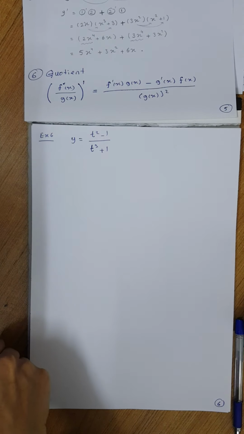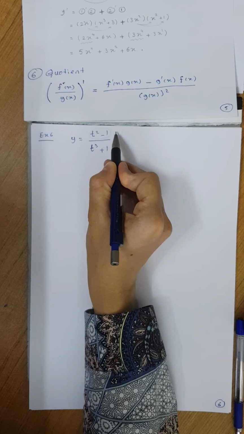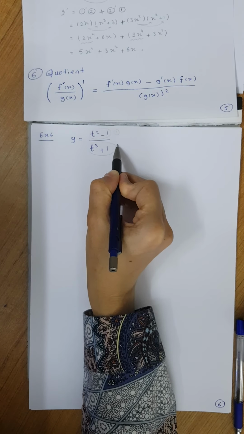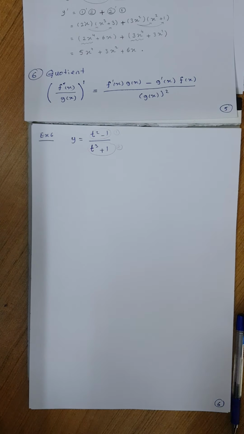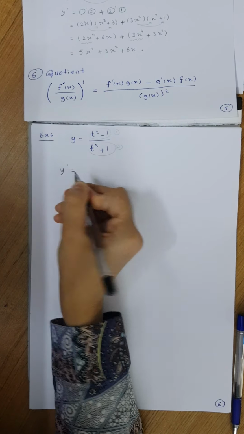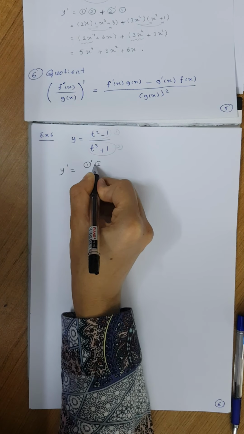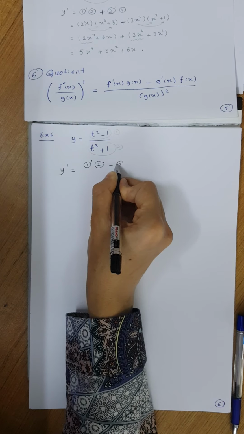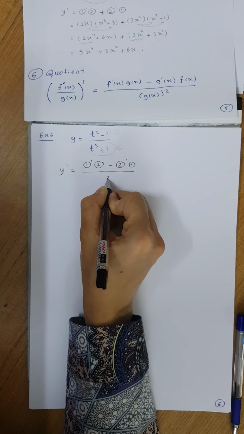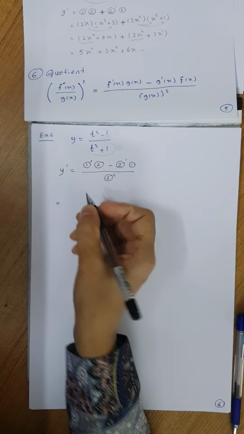Since it's a quotient function, we can say that that one is the first function, okay, and that one is the second function. How do you find the derivative of this one? We know that if you have got a quotient function, that's equal to first one's derivative multiplied with the second one minus second one's derivative times first one all over second one square. That means the denominator square. So let's find it. That was the rule.